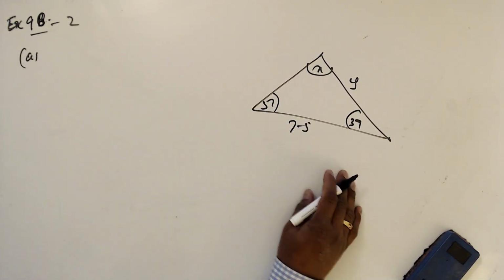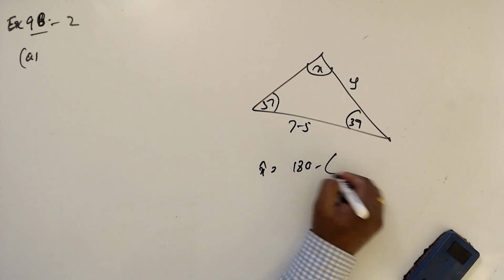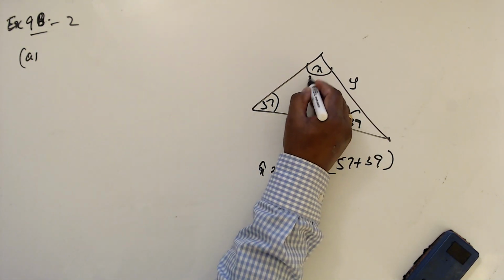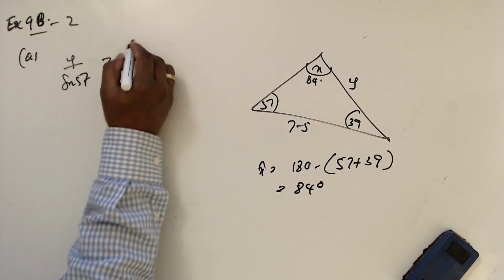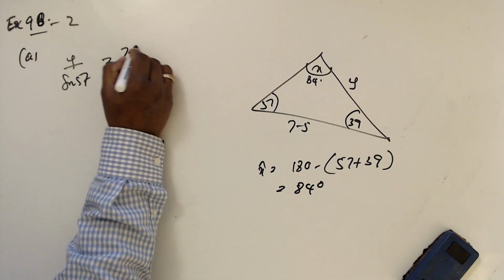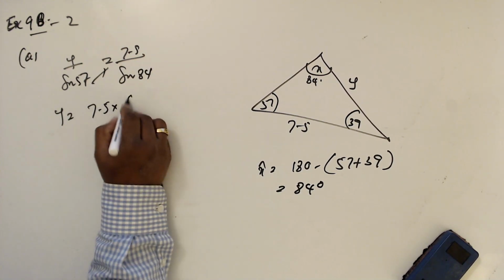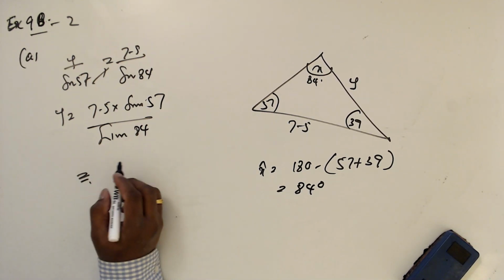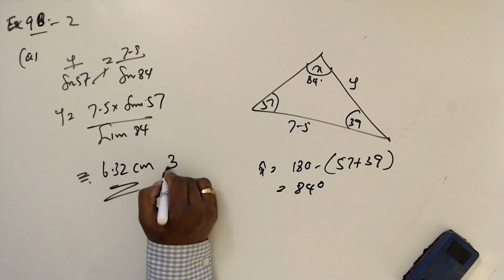Question number 2a. So we want to calculate x. X means 180 minus 57 plus 39, which is 84. So then we know this is 84, and then we can write y. Y over sine 57 equals 7 point something over sine 84. Y equals, cross multiply, 7 point something times sine 57 over sine 84, which is 6.32 centimeters to 3 SF.